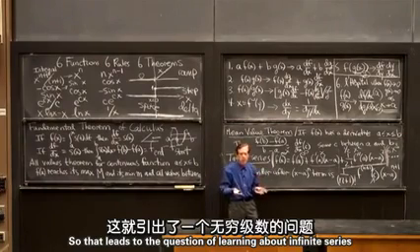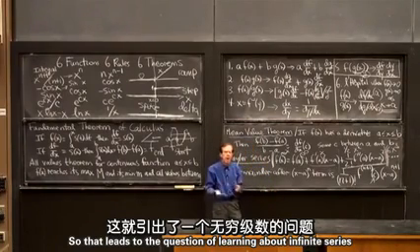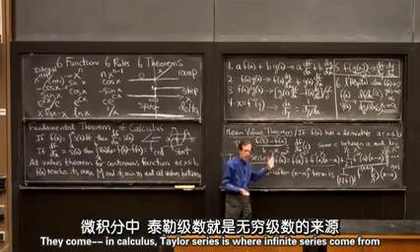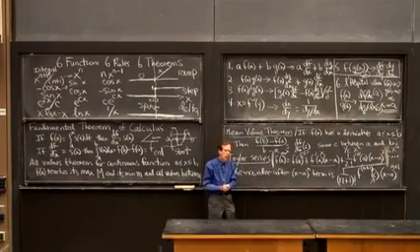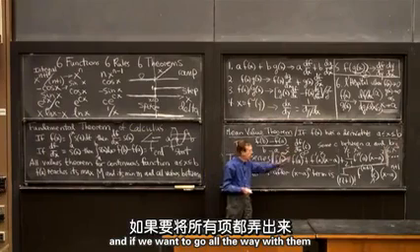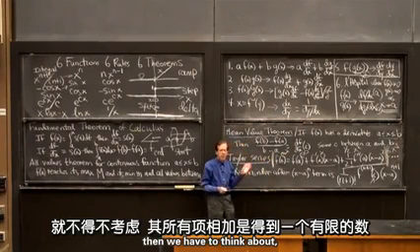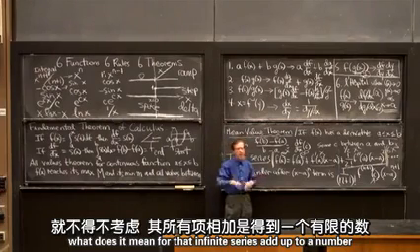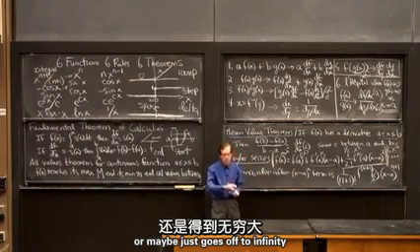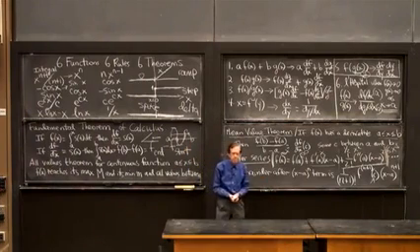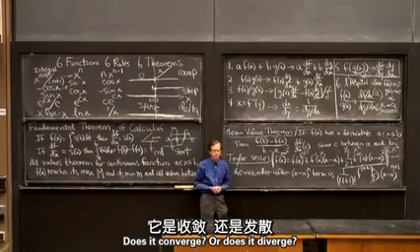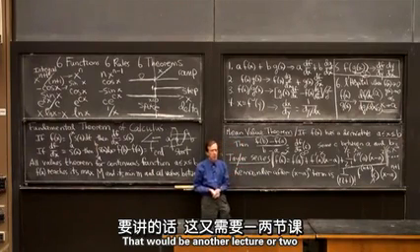So that leads to the question of learning about infinite series. They come in calculus. Taylor series is where infinite series come from. And if we want to go all the way with them, then we have to begin to think about what it means for that infinite series to add up to a number, or maybe it just goes off to infinity. Does it converge or does it diverge? That would be another lecture or two.